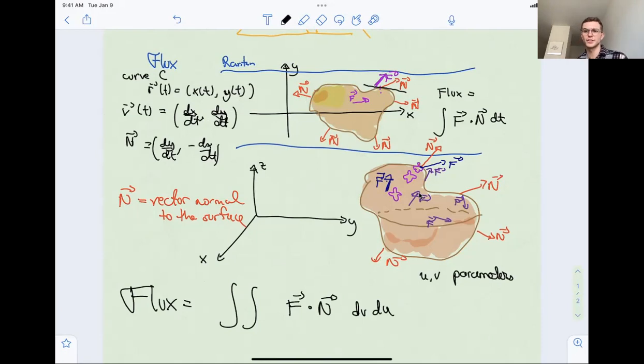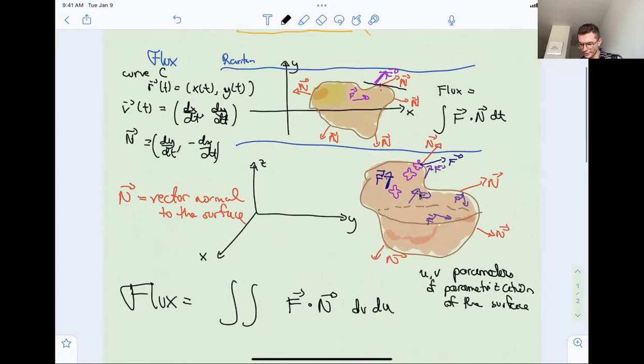The only difference is that this is a double integral, correct? Because now the escaping region is two-dimensional, being a surface. And before it was one-dimensional because you could only escape through a curve. But that's essentially the formula, and I'm about to write it in a way that's a little bit more convenient. So this is the formula for the flux.